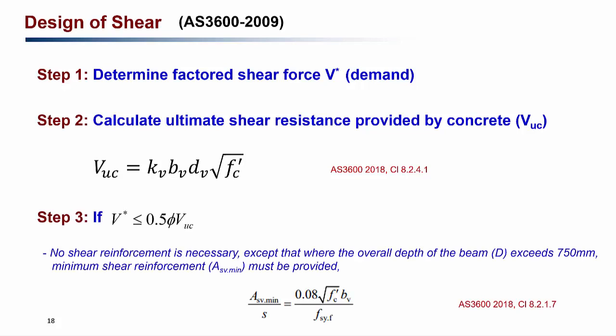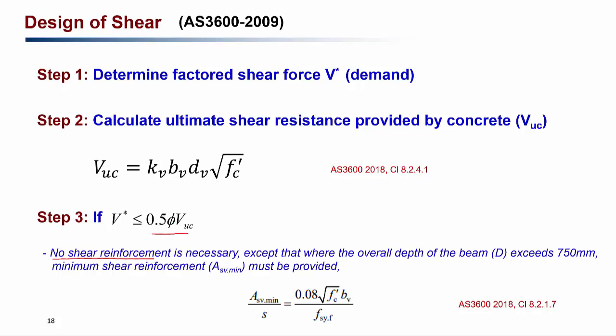Step 3 is to check whether you need a shear reinforcement or not. If your V star is less than or equal to half of that contributed from the concrete section alone, that is 0.5 Vuc, then you don't need any shear reinforcement. So no shear reinforcement is required when V star is less than half the capacity of the concrete section alone. Then the concrete can contribute to the shear capacity and you don't need any shear reinforcement.